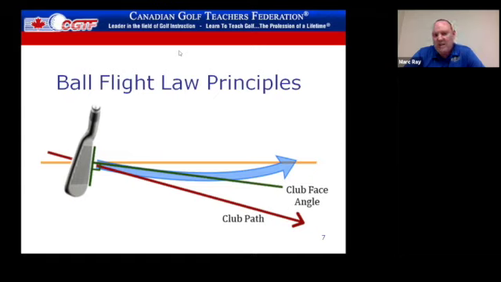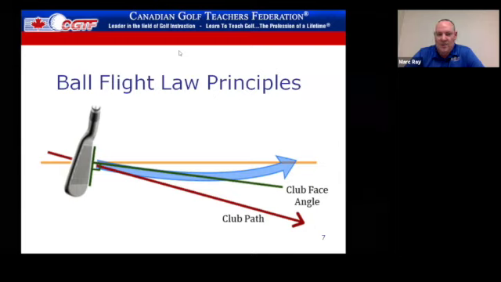So whenever you have a deviation like this, you see the face is pointed, in this case, left of the path. That means the golf ball eventually is going to turn to the left. Okay. But it also means the golf ball is going to start slightly left of where the path is. Okay. Because of that club face override.